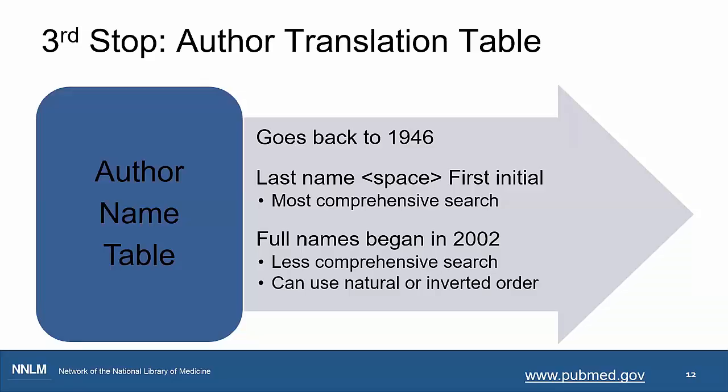You can also search for an author's full name in either the natural or inverted order, but this is going to run a less comprehensive search depending on when the work was authored. Who knows why searching with the full name may be less comprehensive? I'll give you a hint. The answer is on the slide. Why would searching by a full name be less comprehensive?